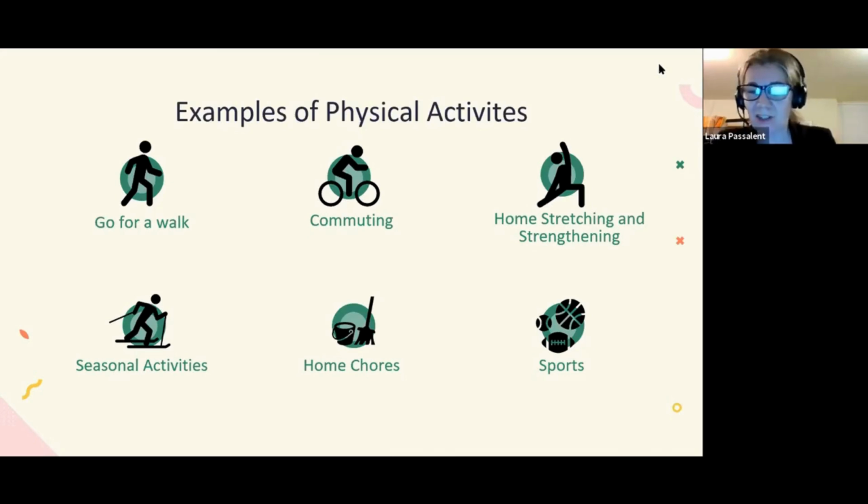And then sports. So just the weekly pickup games of hockey, soccer, shooting hoops at school, spike ball. I just learned what spike ball is. Pickleball is another one I just learned about. All kinds of things that you can engage in.